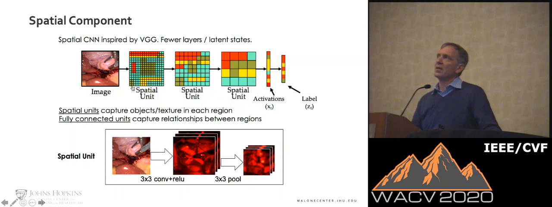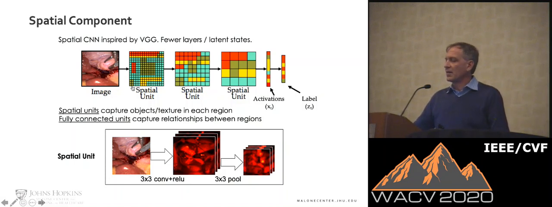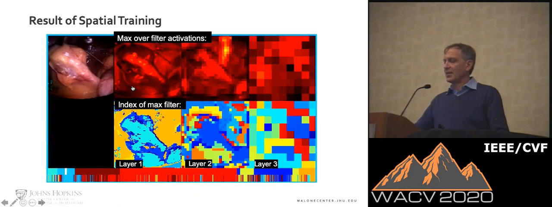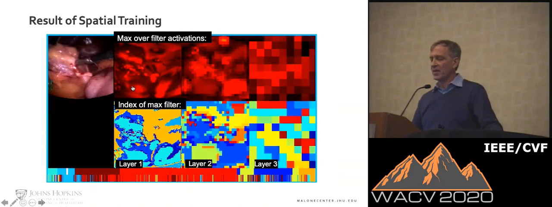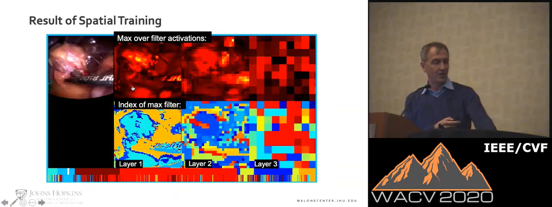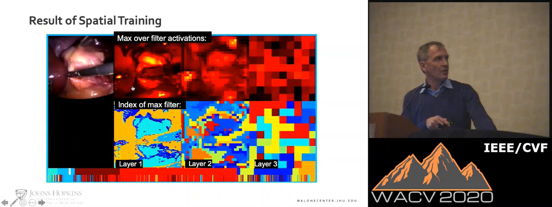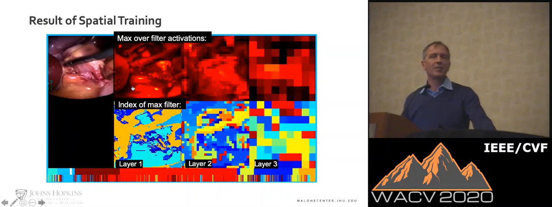This, of course, is at a time when CNNs were still coming into wider use, so this was really the first time we had tried this sort of approach with video. What was interesting is that we basically took a VGG-like architecture, and modified it a little bit for our spatial component. Once we did that, if you look at the index of max filter down here on the left, you'll notice that it's actually doing a pretty good job of segmenting the tool.